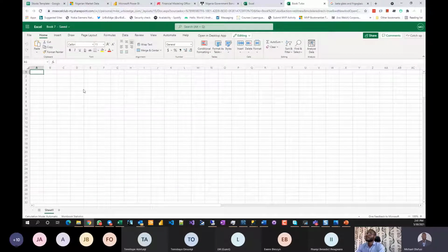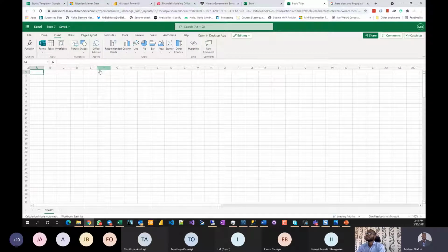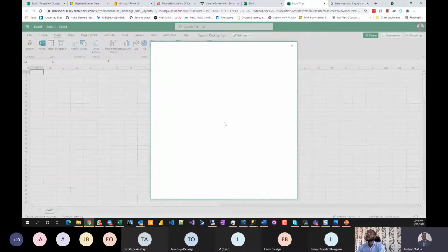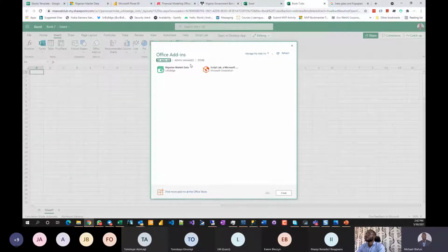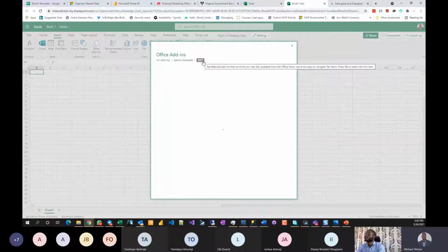So when you are here, you go to Insert, then you go to Add-in, Office Add-ins. Normally you go to Store, because under My Add-ins, usually you will have zero there. You won't have anything there, so you have to go to Store. So you go to Store, it's coming up. Now why is it taking this long?